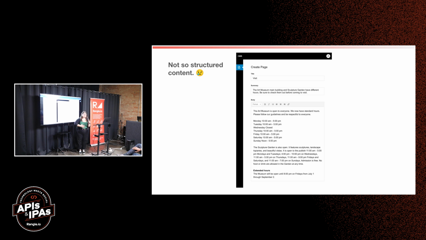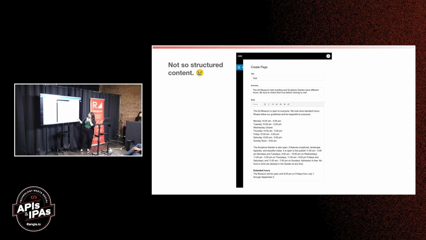What I actually mean by that, and I am, again, a very visual person, is what we're looking at here: a CMS where we are showing the opening and closing hours of a museum. We have some structured content here, a summary, a title. We have a visit as our title and the summary of the art museum. And then we have a big block here of lots of different kinds of content, including opening hours, closing hours, and then opening and closing hours at other parts of the museum as well.